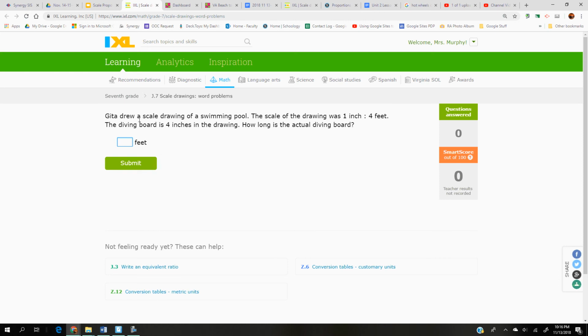Gita drew a scale drawing of a swimming pool. The scale of the drawing was 1 inch equals 4 feet. The diving board is 4 inches in the drawing. How long is the actual diving board?